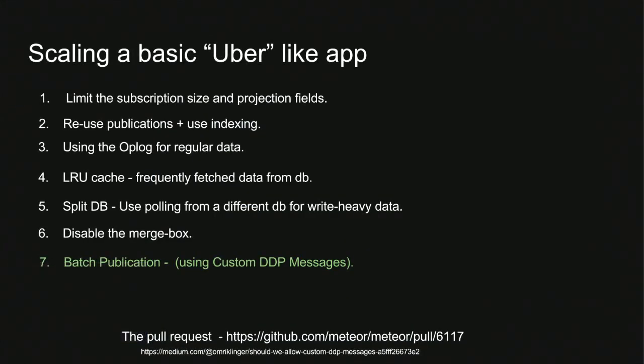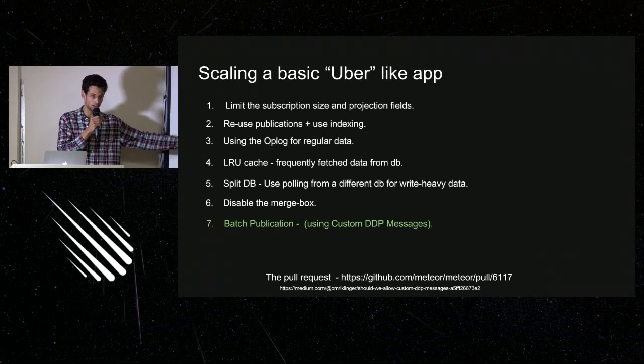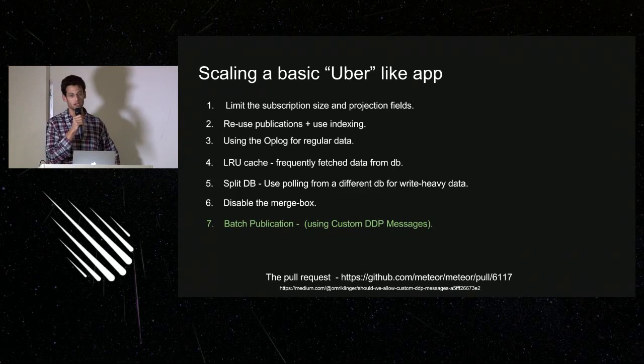Next optimization. So we fixed the memory problem, but when sharing large subscriptions between many users, we still have a problem. The CPU is working too hard. For this, we created the solution of batch publication. This solution is using custom DDP messages, an extension to the DDP protocol. It's an open PR now. You can look at it at the site. It will help if you put +1. I hope that it will merge soon into the Meteor core.